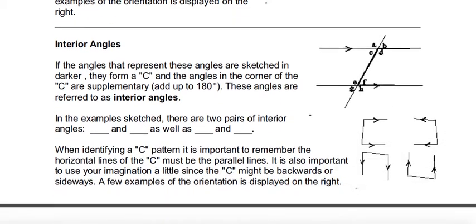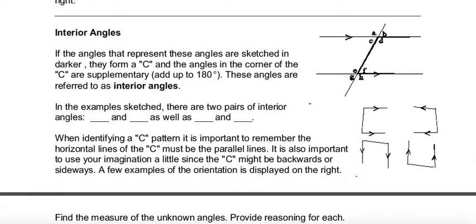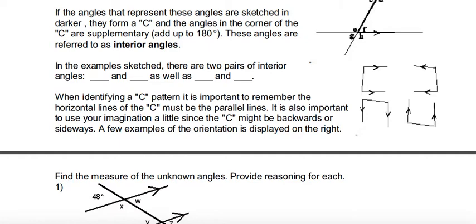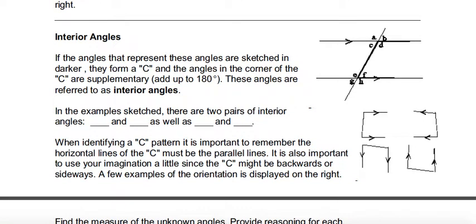And the next letter that you're going to refer to is the C. This refers to interior angles. So this time these angles aren't going to be the same, but these are angles that are going to add up to 180 degrees. So we can see in this diagram here, we have this C pattern right here. We've sketched a little bit darker. So that means that D and F add up to 180 degrees. So D and F equal 180 degrees.